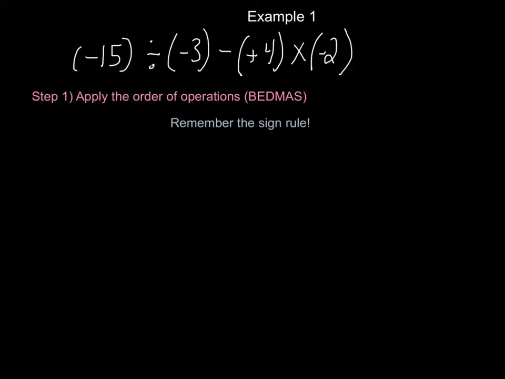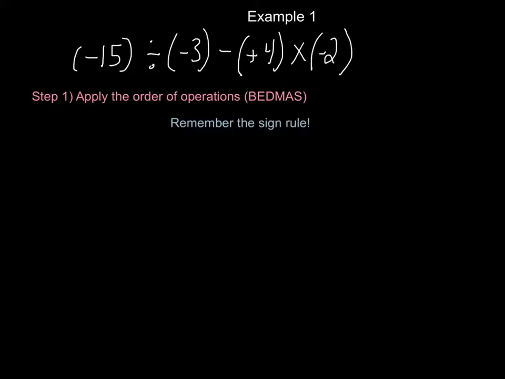Alright, so let's try our first example here. We've got a negative 15 being divided by a negative 3, subtracting a positive 4, multiplying a minus 2. Now I know off the bat that seems like a lot and it looks like it's going to be confusing, but really it's not. If you just follow step 1 right here, applying the order of operations, or your BEDMAS, you're going to be just fine.